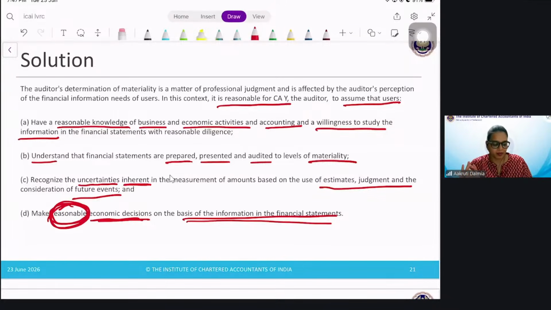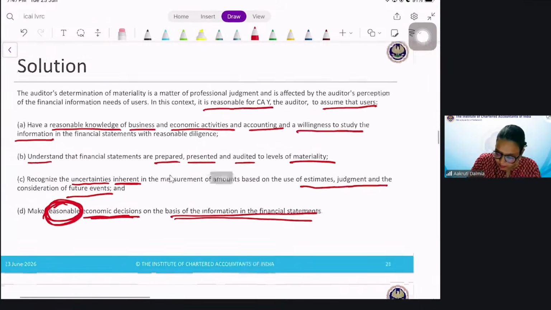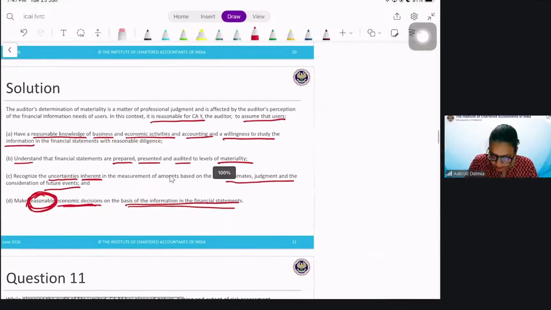Okay. So these are the assumptions that the auditor has about the user. So what assumptions? Reasonable. Remember what all reasonableness is needed.